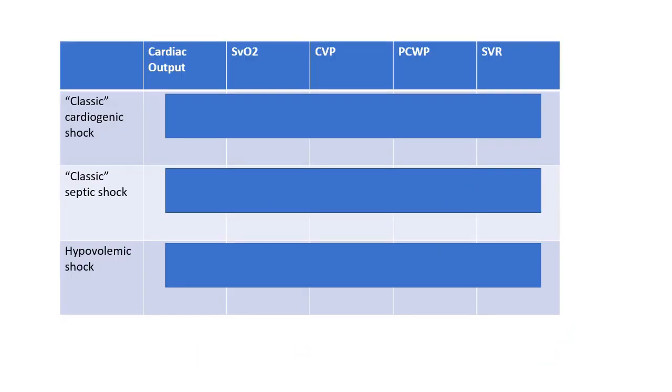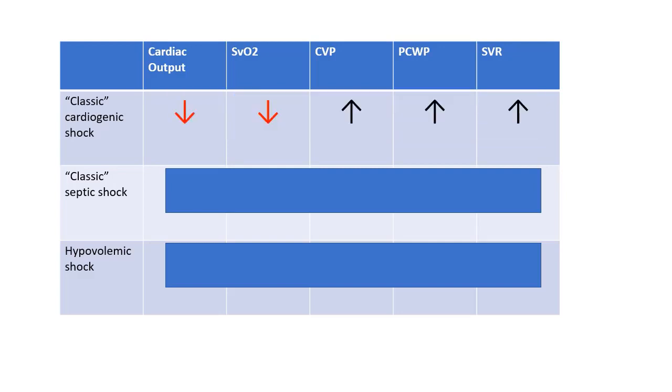All right, some other classic exercises. If you have classic cardiogenic shock, will cardiac output be high, low, normal? What about SvO2, CVP, pulmonary capillary wedge pressure, SVR? In cardiogenic shock, the easy one is cardiac output, it's going to be low. SvO2 is going to be low because we extract all the oxygen that we can, since there's not much pumping through. CVP is going to be high, pulmonary capillary wedge pressure is going to be high, SVR is going to be high. So this is a classic left ventricle cardiogenic shock.